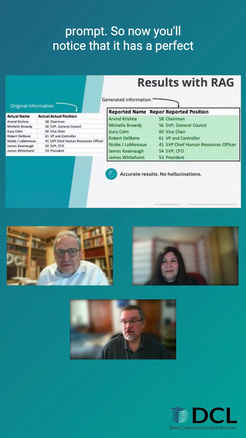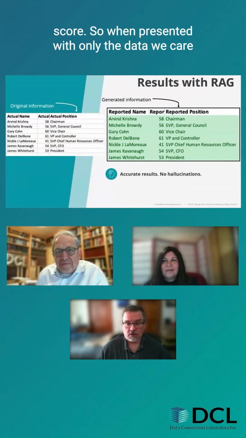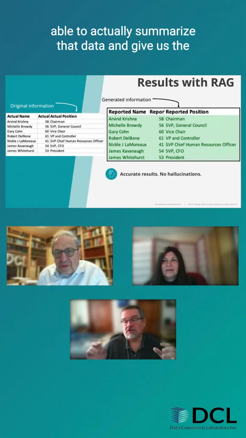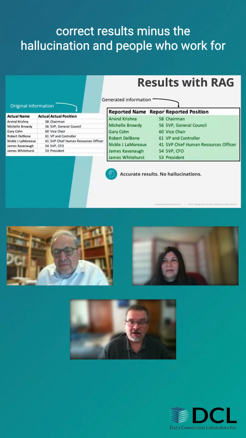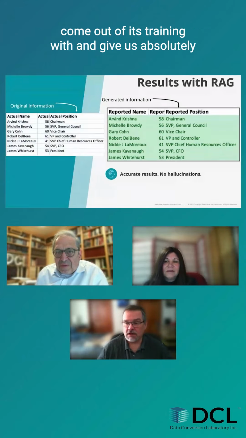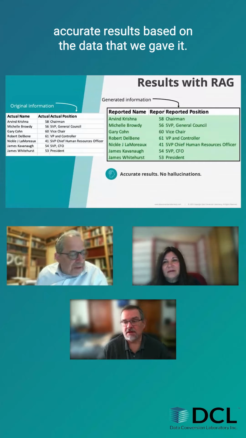So now you'll notice that it has a perfect score. So when presented with only the data we care about, which is really the secret to LLMs, it was able to actually summarize that data and give us the correct results, minus the hallucination and people who work for other companies, and minus any information that it's trying to come out of its training with, and give us absolutely accurate results based on the data that we gave it.